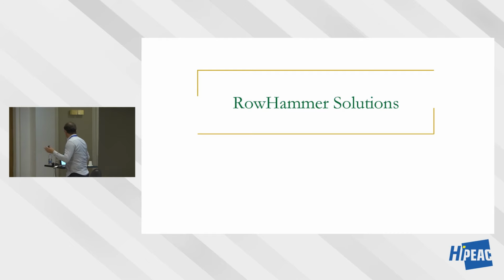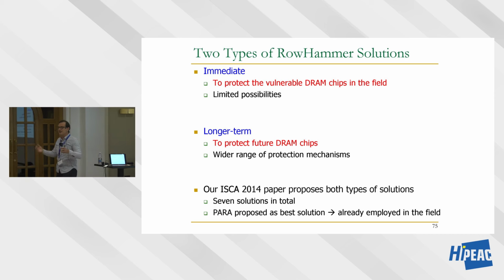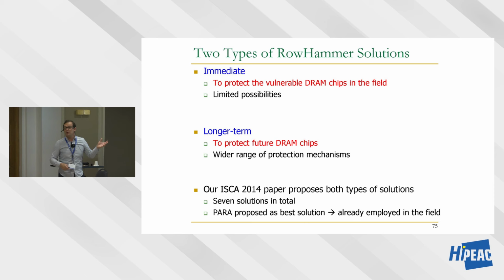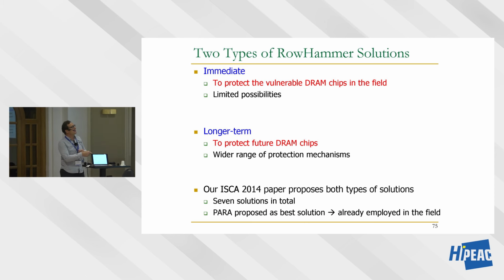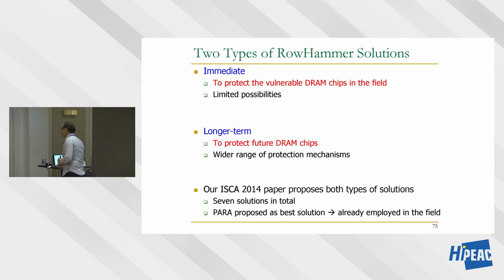Now we're talking about solutions around 2014. So this problem is discovered, it's in the field, and clearly it's affecting almost all the chips in the field. What kind of solutions can you have? I think you need to have two types of solutions. One is immediate. Immediately, what can you do? Because you need to protect the vulnerable chips in the field. And you have limited possibilities here, unless you did what we described yesterday, right?